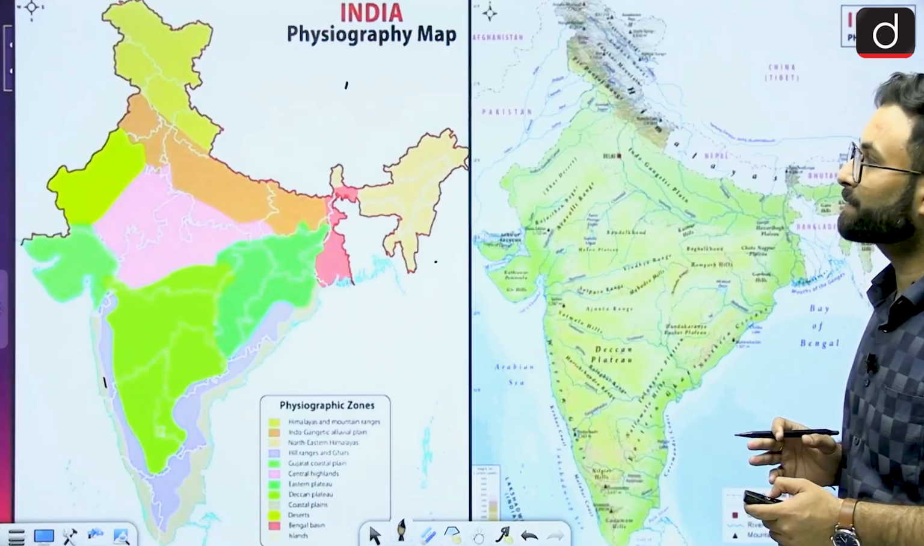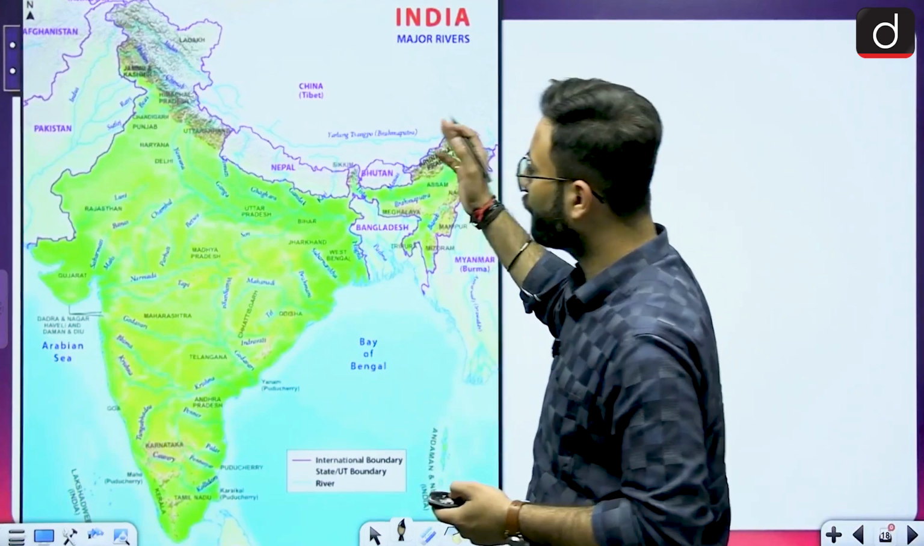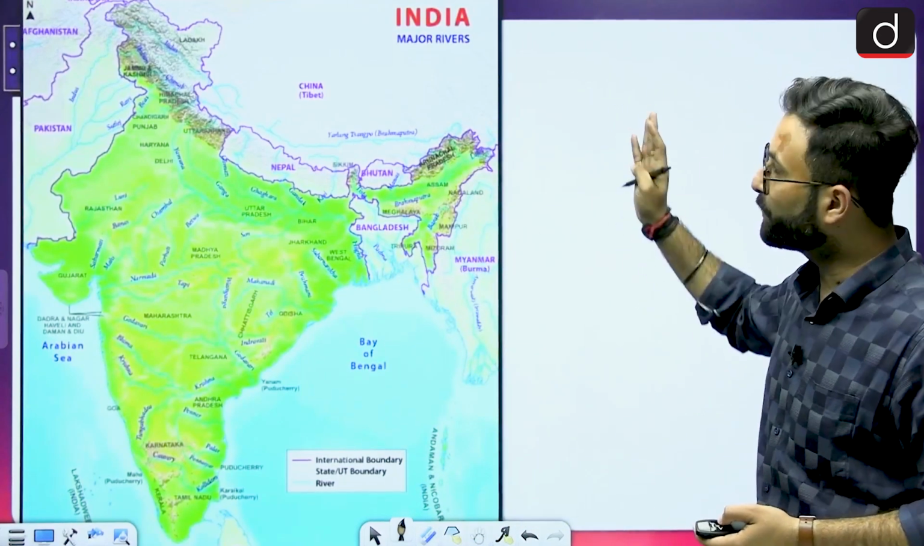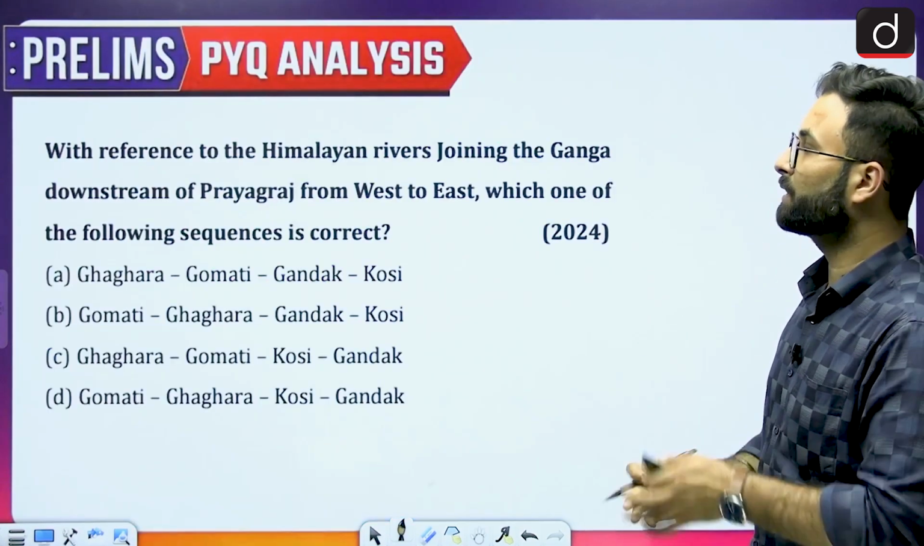Now coming to the next part, that is your drainage system. Okay, here various rivers have been given. If you want a map, you can go through this particular map, you can take this map. Okay, it will be available in the PDF as well. So now let's talk about question number 1 over here.